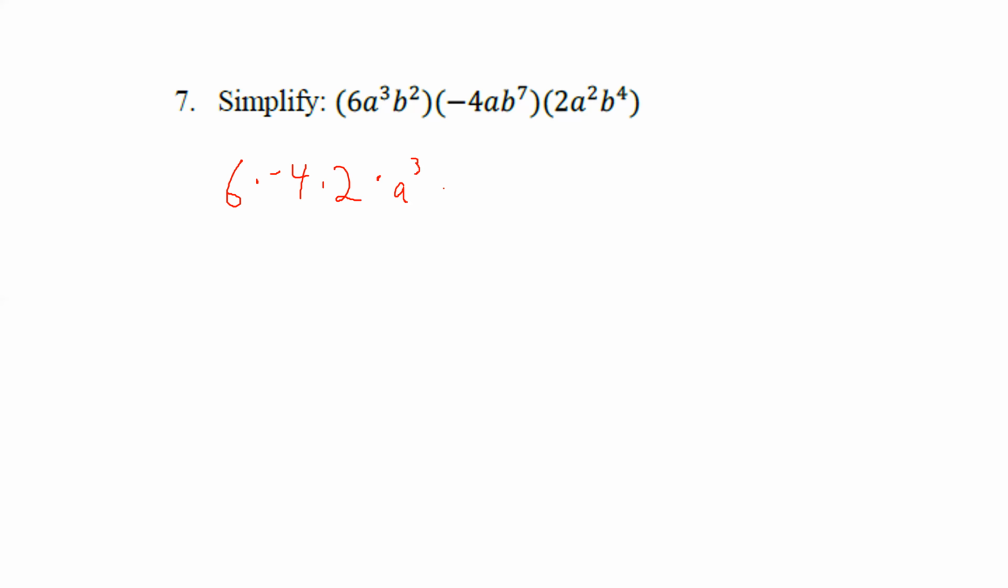So I have a to the 3rd. I had a, which doesn't have an exponent, so it's really to the 1st power. And then a to the 2nd power. Then all the b's, b to the 2nd, b to the 7th, and b to the 4th. So multiplying those coefficients, 6 times 4 is 24. 24 times 2 is 48.